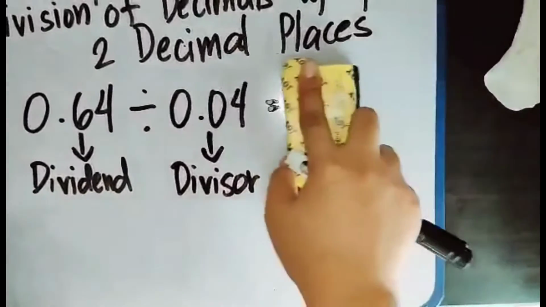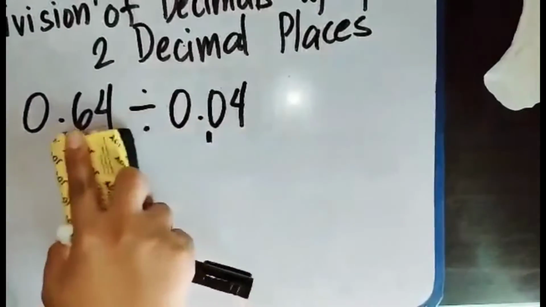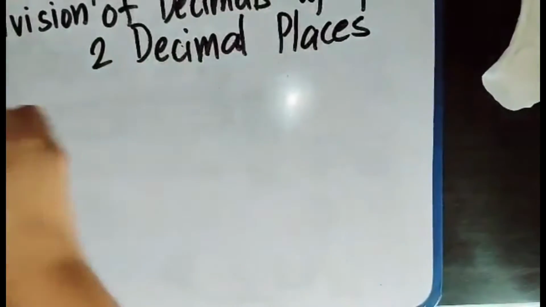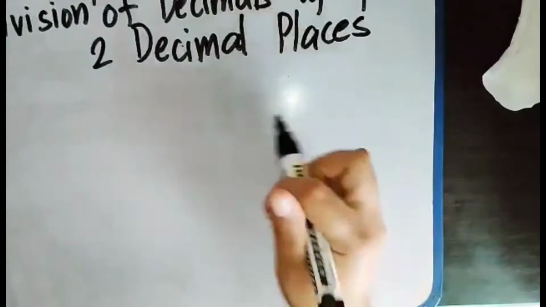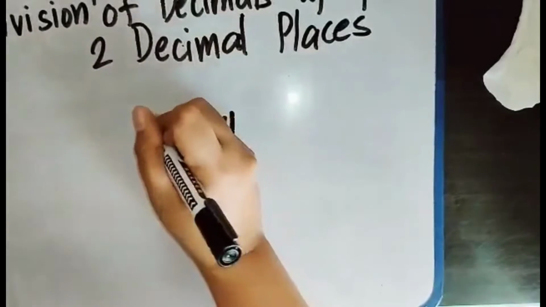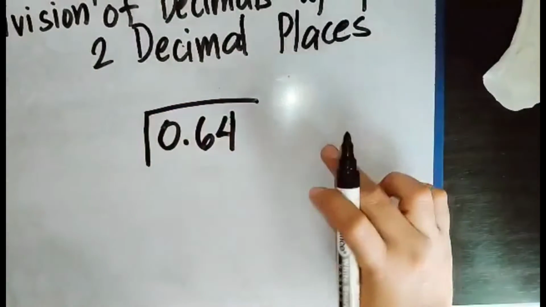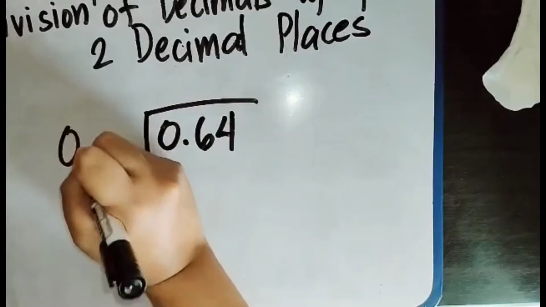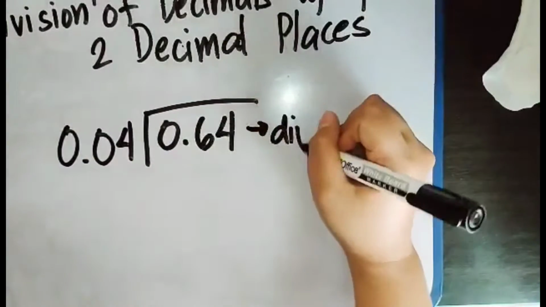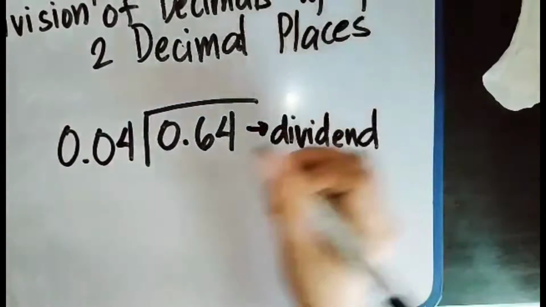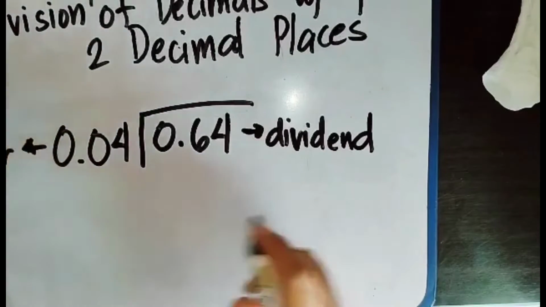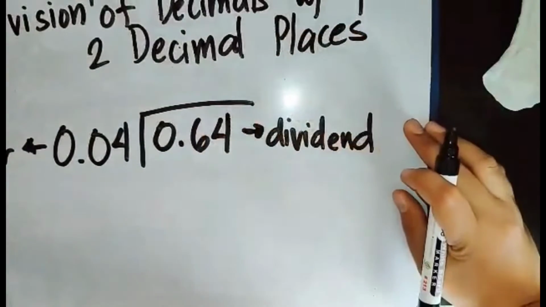Tandaan natin yung ating given, 64 hundredths divided by 4 hundredths. Then let's write it vertically. Yung ating 64 hundredths ay nasa loob. Ganyan tayo mag-divide. And then yung ating 4 hundredths ay nasa labas. Ang dividend, lagi ang nasa loob pag kayo magdi-divide. Ang divisor, lagi ang nasa labas. At yung sagot sa taas, yun yung ating quotient.